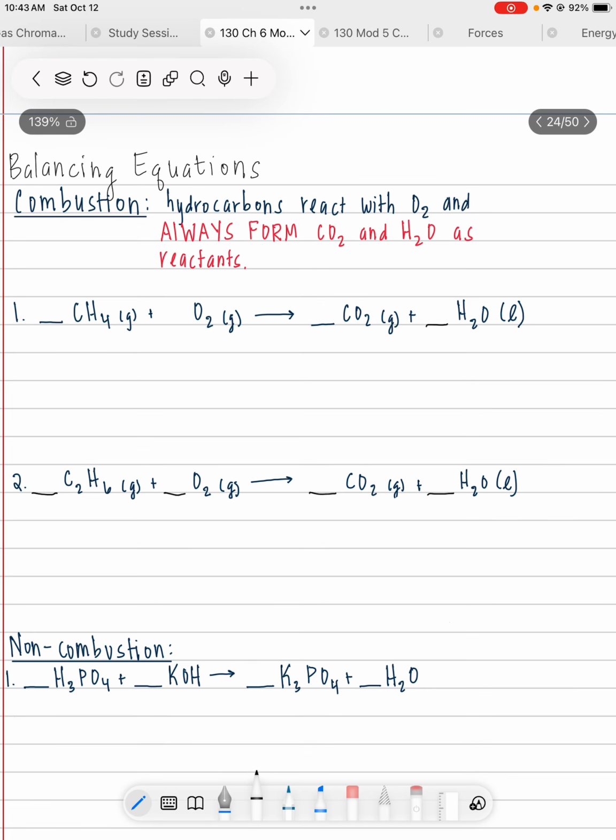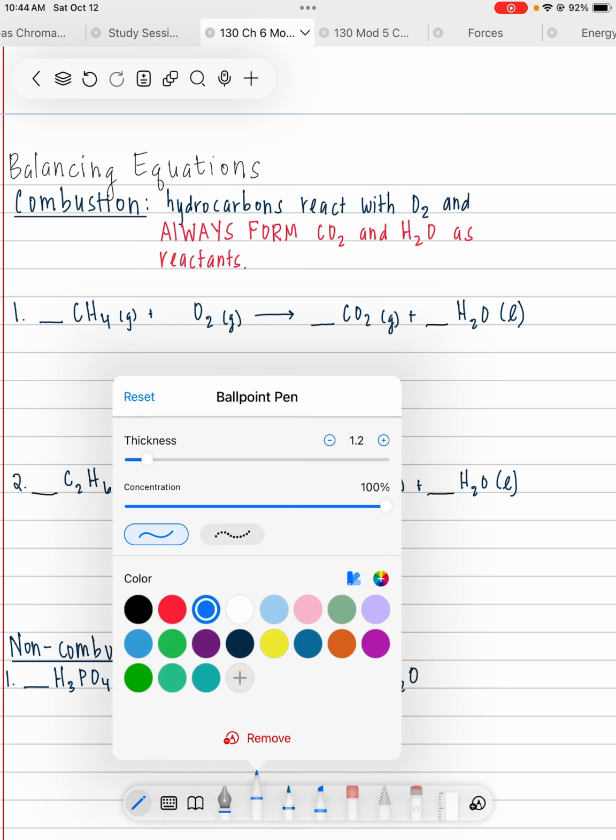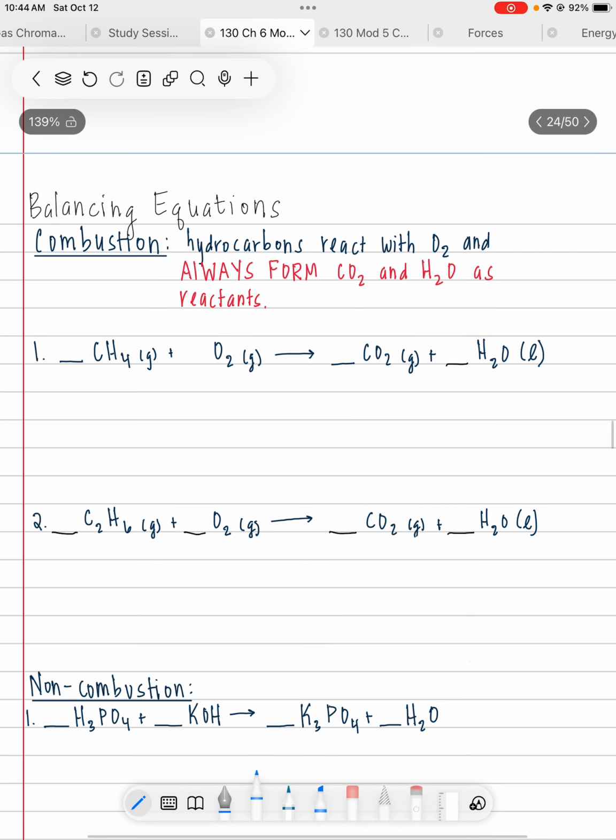Okay, we're going to do some balancing equations. The first we're going to work with is the combustion. And remember that in combustion, some hydrocarbons will react with O2 and will always form CO2 and H2O as products. And the thing you want to remember with balancing a combustion reaction is chocolate. C-H-O, chocolate. And we want to balance in this order. So we want to balance in the order of carbon and hydrogen and then oxygen.